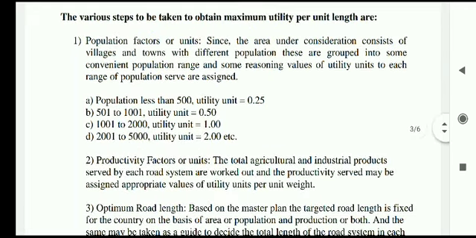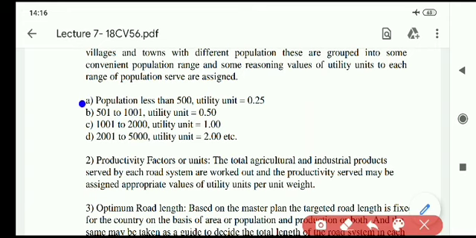Say, for example, population less than 500 will be given the utility unit 0.25. In the same fashion, population between 501 to 1000 gets the utility unit 0.5, the next one, 1000 to 2000, utility unit 1, and 2000 to 5000, utility unit 2. After taking these utility units, they are multiplied with the respective values, then only we can calculate the saturation system, that is, maximum utility per unit length of the road.